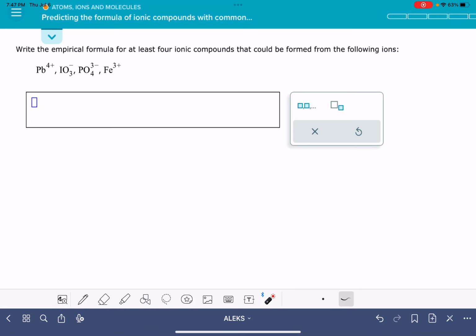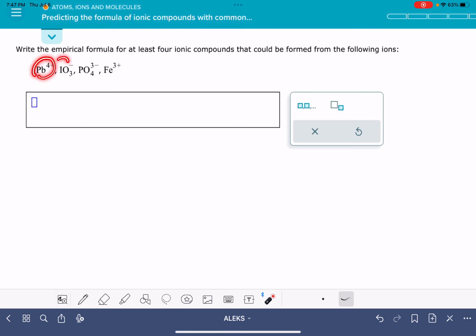In this video, I'll show you how to solve the ALEKS problem called predicting the formula of ionic compounds with common polyatomic ions. This problem is going to give you the formulas for 2 cations and 2 anions, and it wants you to come up with 4 ionic compounds that could be combined with these different ions.